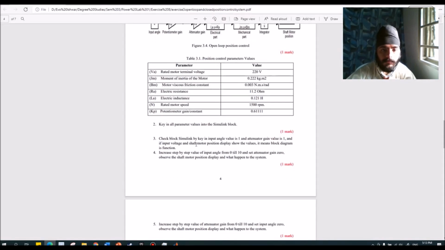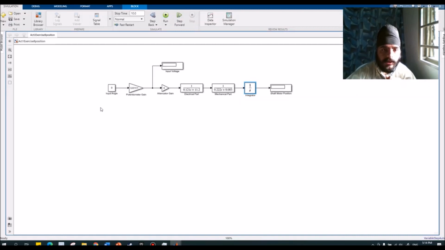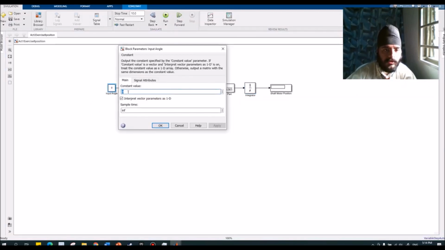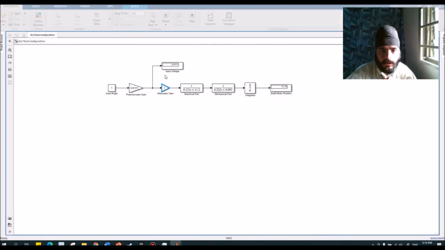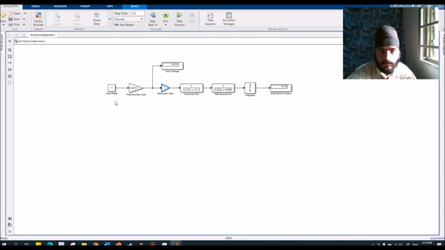Next will be checking the block Simulink by keying in input angle value 1 and attenuator gain value 1, to see if the input voltage and shaft motor position display show the value. It means the block diagram is functional. So what we need to do is check the functionality. How do we do that? Change this input angle to 1, and then the attenuator gain to 1, and then we run it. Okay, since there is a value over here and there is a value over here, this block diagram is functional.